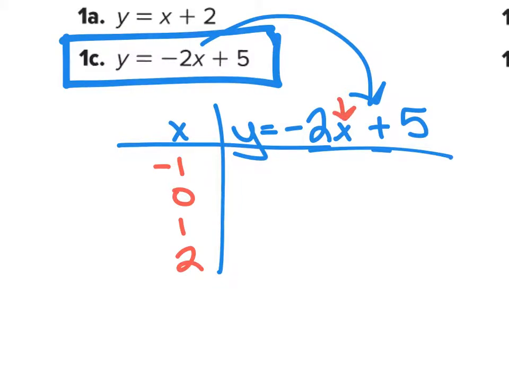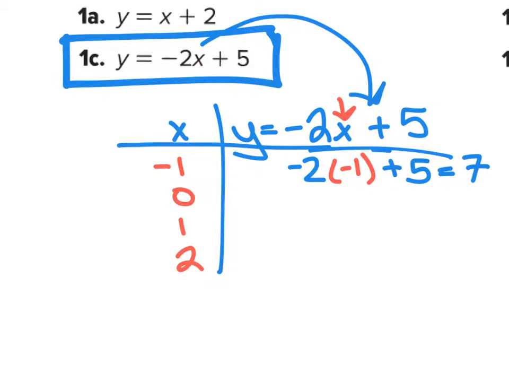Okay, so on the right side of my table, I'm trying to figure out what my y value is when x is -1, 0, 1, and 2. So the first thing I'm going to do is plug in -1 for my x because my first x value is -1. So that's going to be -2 times -1 plus 5. So -2 times -1 is 2, plus 5 is 7. So when x is -1, y is 7.